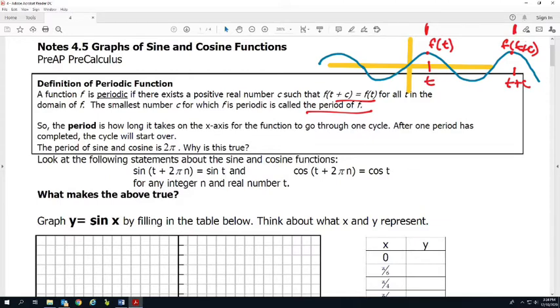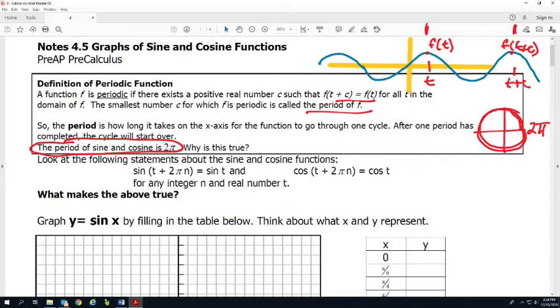So we've just covered the unit circle. If you remember our unit circle, when we did it, it took us a full lap around that circle, so 2 pi, for us to actually get through the circle and all the possible values on the unit circle. So that's why the period of the sine and cosine function is going to be 2 pi.